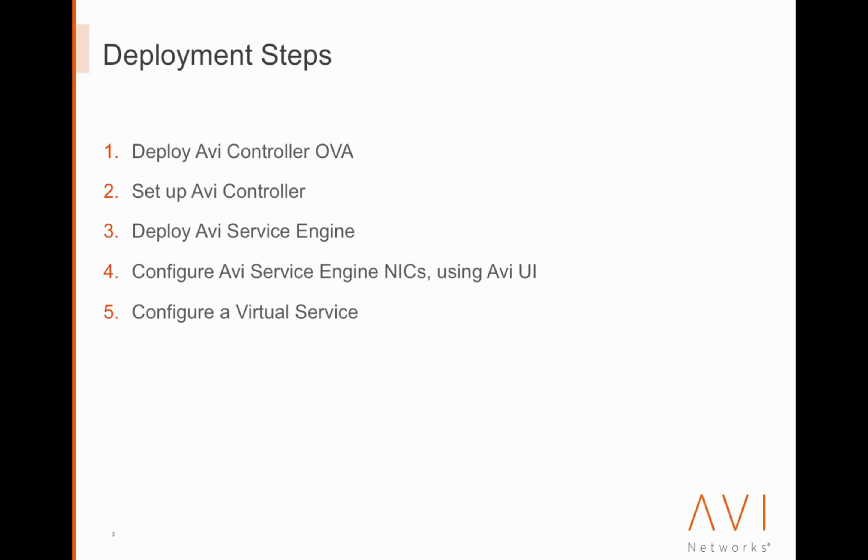There are 5 major steps for deployment. Step 1. Deploy the controller OVA file and power it on. Step 2. Connect the controller via browser and follow the instructions of the installation wizard. You will be able to download the Service Engine OVA file from the controller. Step 3. Deploy the Service Engine. Step 4. Configure Service Engine interfaces using Avi UI. The final step is to configure virtual service for load balancing. Let's get started.